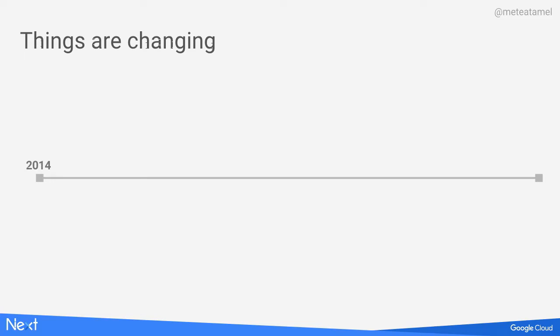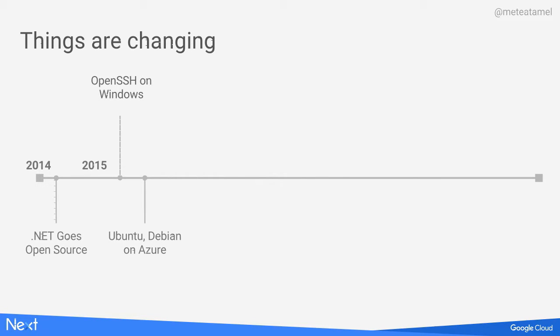But things are changing. If you look at what happened in the last couple of years, it's almost like a revolution. So first, .NET went open source in 2014. That was big news. And then we gradually started seeing tools moving from Windows to Linux and from Linux to Windows. Like, for example, OpenSSH moved from Linux to Windows, so you could run that on Windows. Then we had Ubuntu and Debian running on Azure.